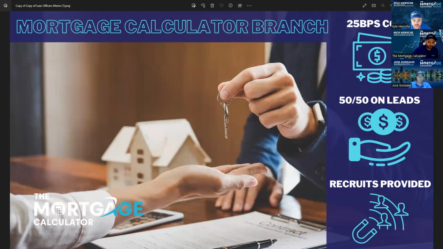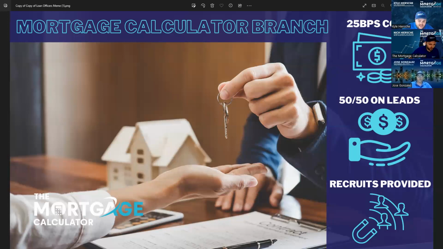So as a branch manager, you're going to provide your branch members with leads to get that 50-50 split on the back end. Now, we will actually provide you with the recruits. As Nick said, we have a whole lot of loan officers that we can still assign to a new branch, right? So we will provide you with the loan officers, with the recruits. However, you can also recruit yourself to make some extra revenue.